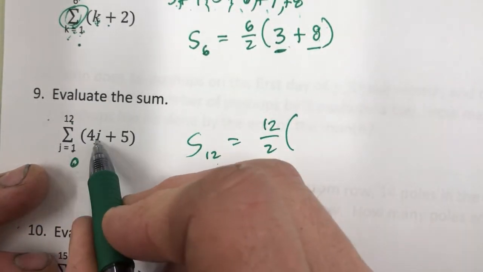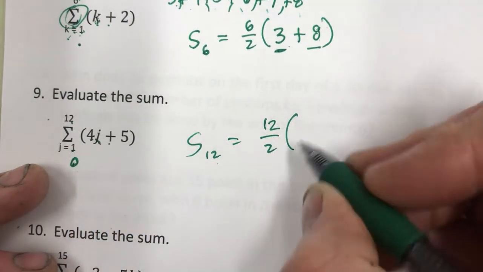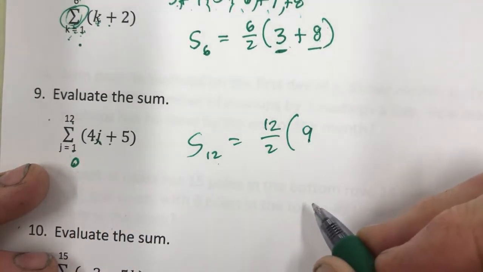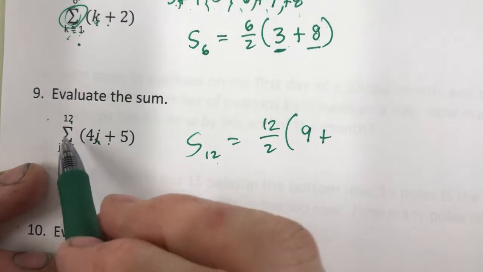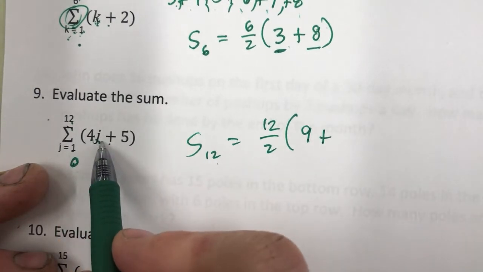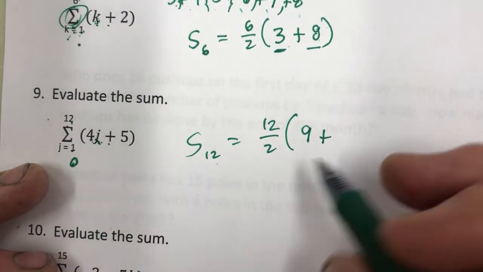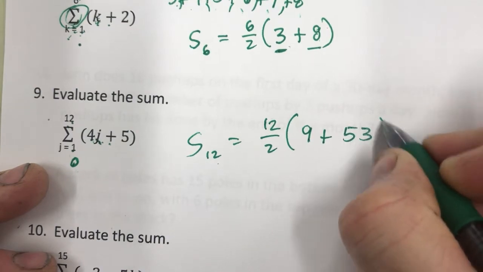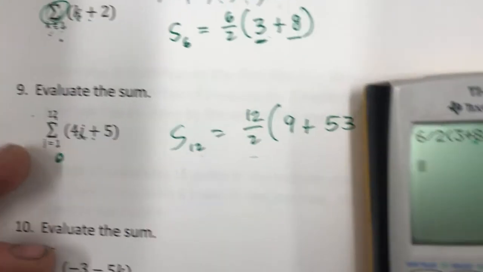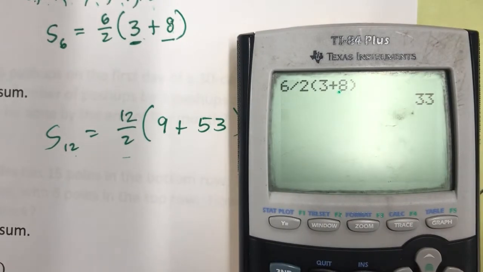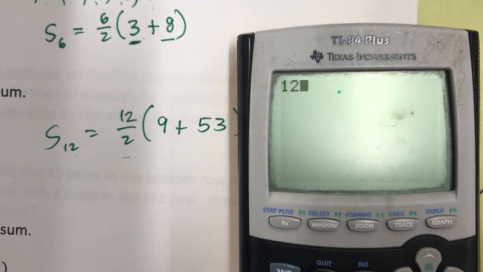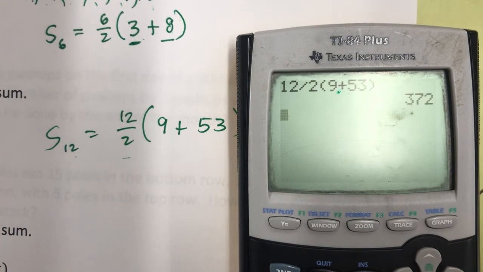All right, so if I put 1 in, 4 times 1 is 4, plus 5 would be 9. There's my first number. Plus my last number, I put 12 in, so 4 times 12 is 48, plus 5 is 53. And there you go. So just type it in. Okay, so I got 12 divided by 2 times 9 plus 53, and it's 372.